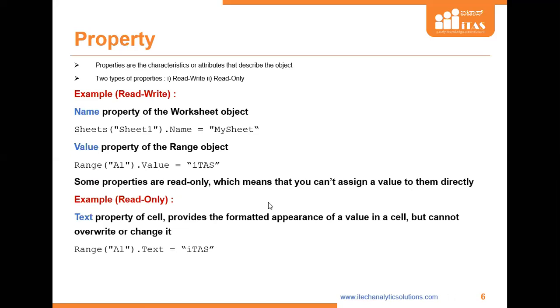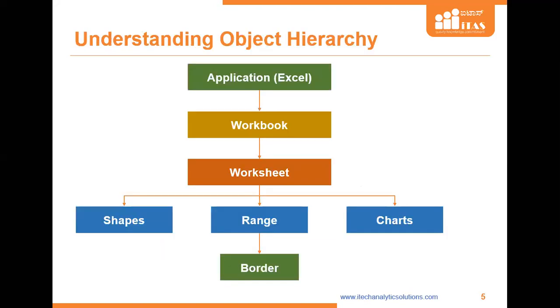If you don't understand this hierarchy, you might end up writing wrong code or you might get errors because of the sequence of your hierarchy. So the hierarchy always should be like this: application, workbook, worksheet, then range or shapes or charts. I will explain in the next few minutes how this hierarchy works and how to start this program, so that it becomes easy for you to understand the object hierarchy and how to write macros. I told you these first three chapters are more theory, which you should understand before writing the macros. The next chapter is all about writing the macros.